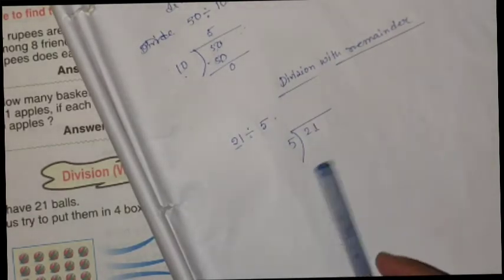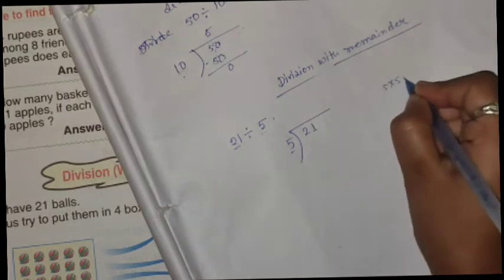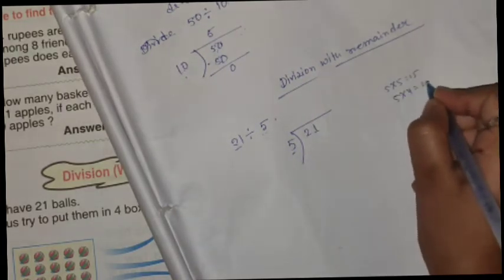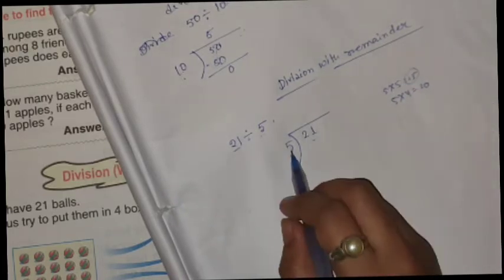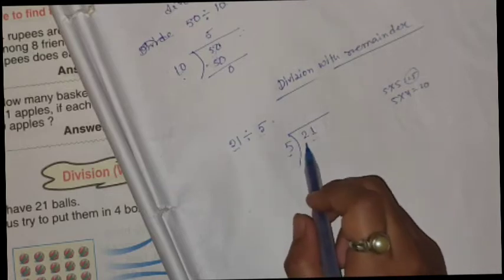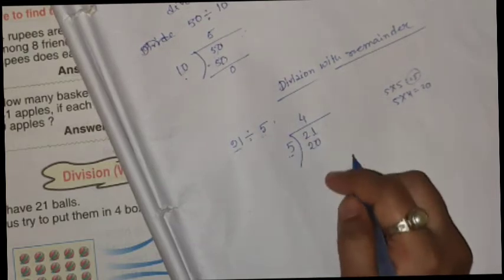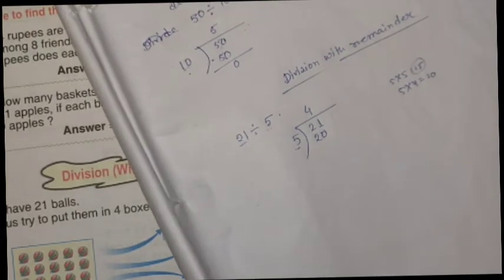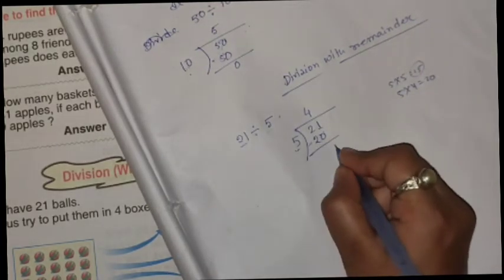Now you have to recite the multiplication table of 5 and find out how many times 5 goes in 21. 5 3s are 15, 5 4s are 20, 5 5s are 25. But 25 is greater than 21, so 5 cannot go 5 times in 21. 5 4s are 20, so 5 goes in 21 4 times. Now 21 minus 20 is 1.